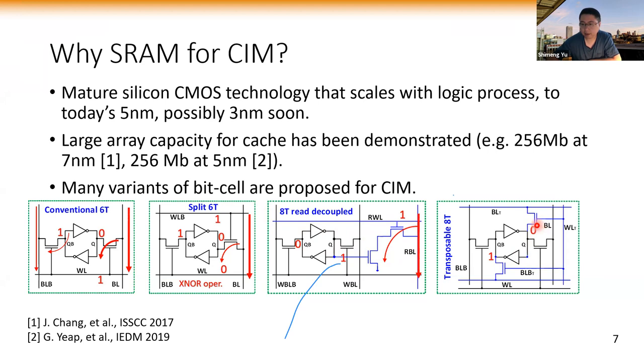And also the SRAM can support the transpose computation. If you want to do the training, then we have to do the back propagation. That means the data flow will be reversed. So in this case, we can add an additional two transistors here to enable this. For example, in this case, the input is horizontal, output is vertical. And if we do the back propagation in the transpose way, then we can have the input vertical and the output horizontal through an additional set of pass gate transistors. So there are many possible variations of the SRAM bit cell to enable different functionality for the compute.